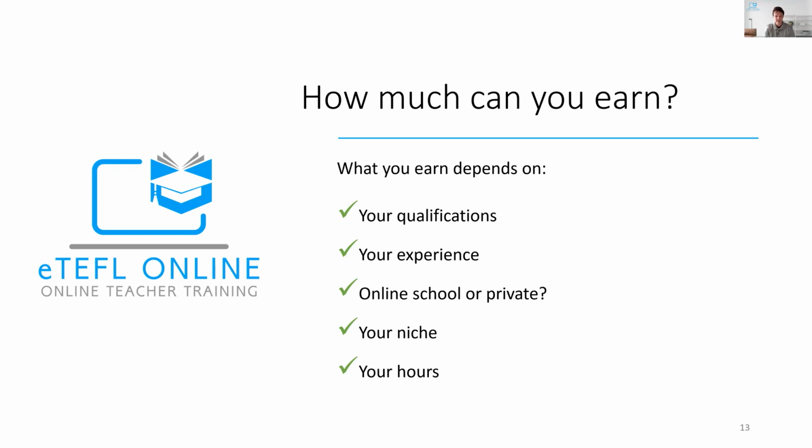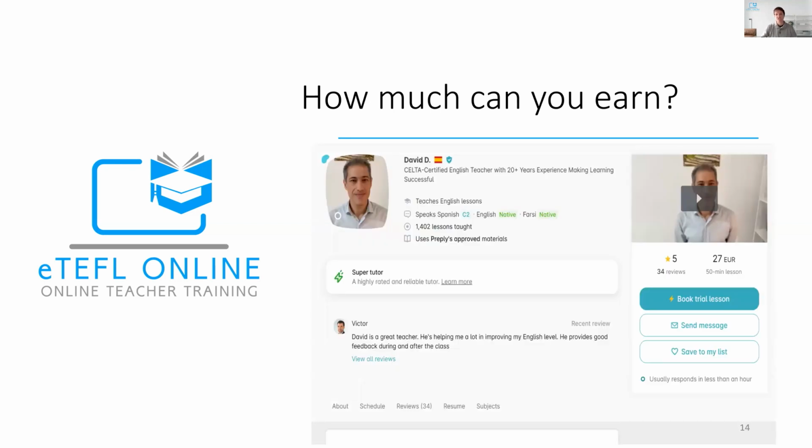Your niche. How in demand is your niche? If you've got something very, very specific like medical English and you want to help train doctors, then you can charge much, much more per hour. There are online teachers charging from $20 to $100 per hour, even more. That depends totally on you. And of course, your hours. If you work part-time, just a few hours a week, you're going to earn less. If you work more hours, you earn more. So take these things into account when deciding or looking at how much you can earn.